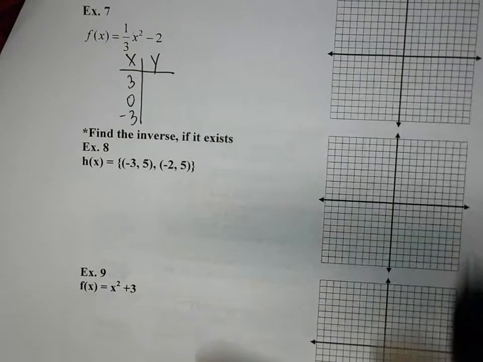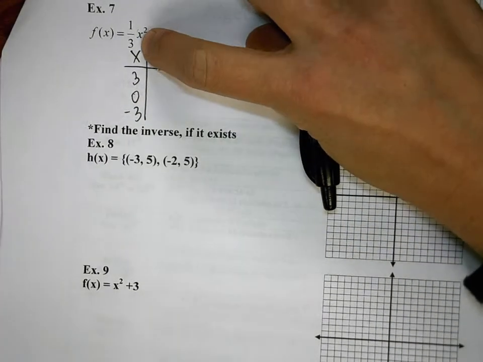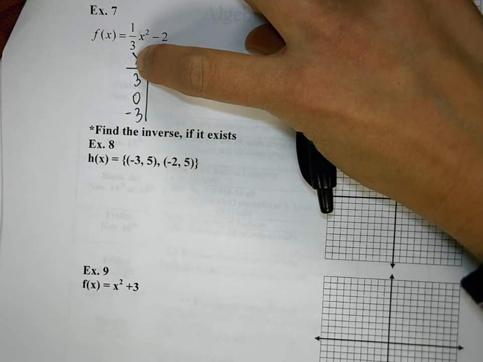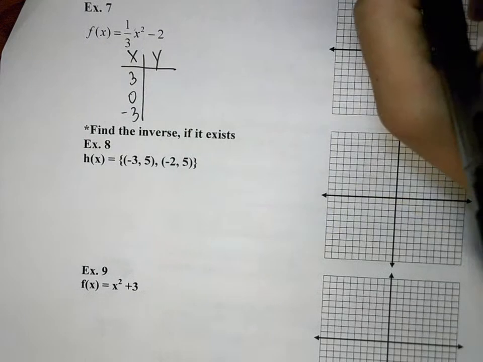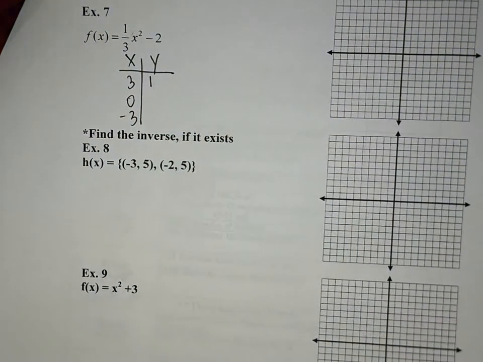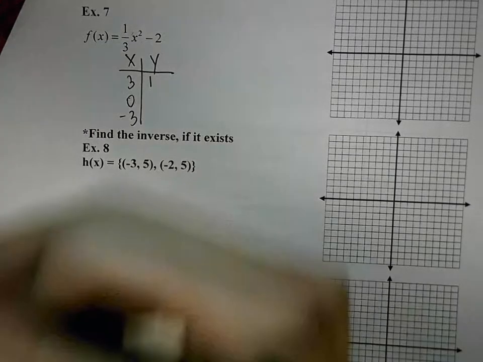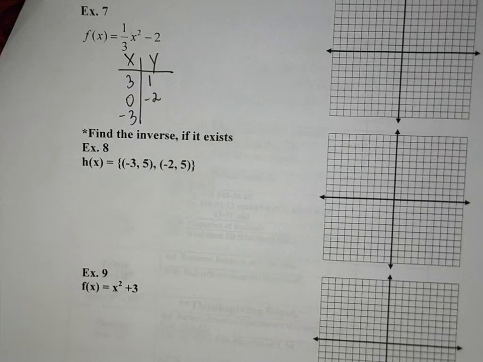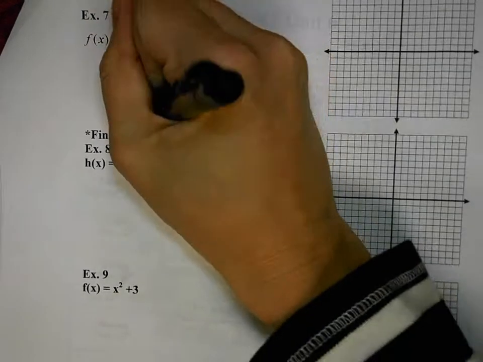So when we plug 3 in here, you always want to do your squared term first. So 3 squared is 9, and then 9 divided by 3 is 3, and 3 minus 2 is 1. When you plug in 0, 0 squared is 0 times 1/3 is 0, and then 0 minus 2 is negative 2. Very good. And we plug in negative 3. Negative 3 squared is 9. 9 divided by 3 is 3, and 3 minus 2 is 1.